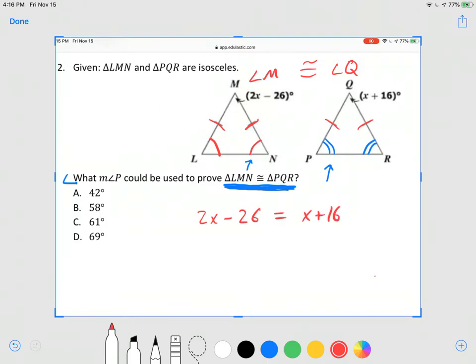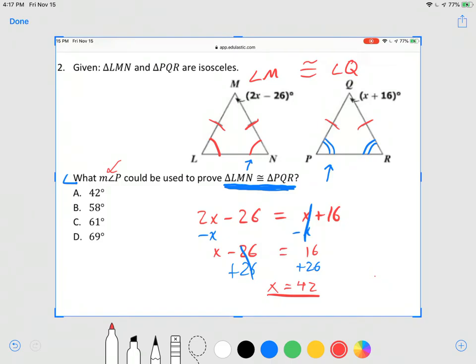And there's only one variable there, x, so we should be able to solve for it. Okay, so I'm going to gather all the x's to the left, so subtract x here, subtract x here, and this cancels out, so we're left with 16 equals x minus 26. Then I'm going to add 26 here, add 26, this cancels out, and we get x equals 42. Notice 42 is an option, but we didn't answer the question yet. They don't want to know what x is. They want to know what the measure of angle P is.